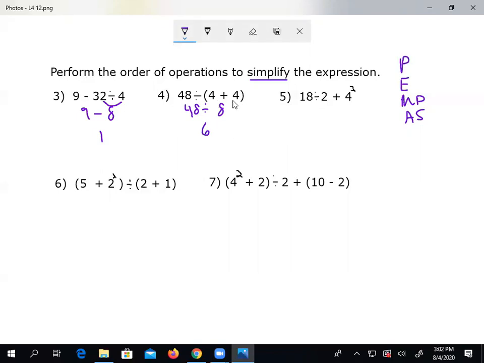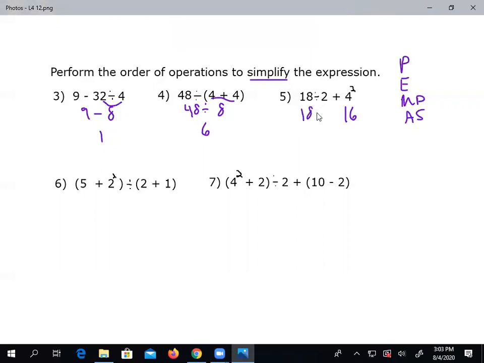So again, we would do the parentheses first there, which would give us 8, and then we would do the division. So on number 5, we have 18 divided by 2 plus 4 squared. I don't see any parentheses present, but I do see exponents. So before I can do this division, I have to do 4 squared, and 4 times 4 would be 16.